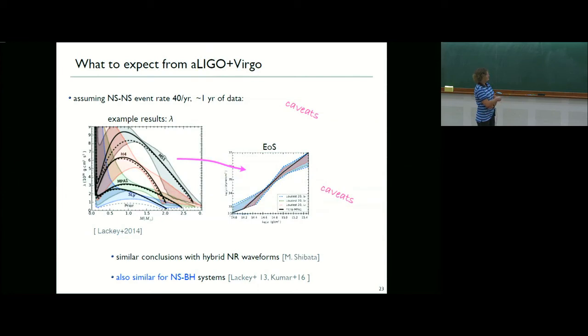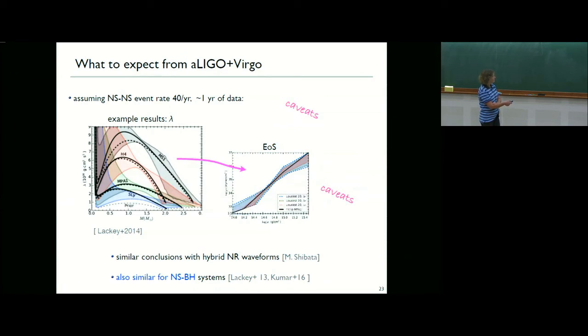There have been several studies to date. They all had some caveats, so you have to take all these results with a grain of salt. These are just to give you a ballpark idea of what could be possible in more optimistic scenarios. The first study that I want to show, there have been many, but I'm going to show two examples, okay? One is from Lackey and Wade in 2014.